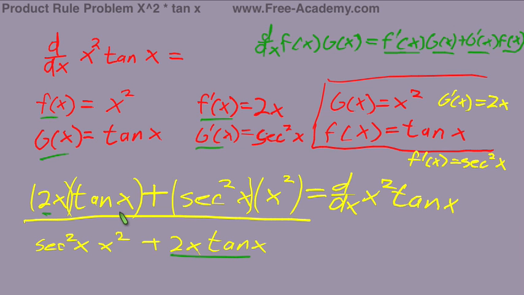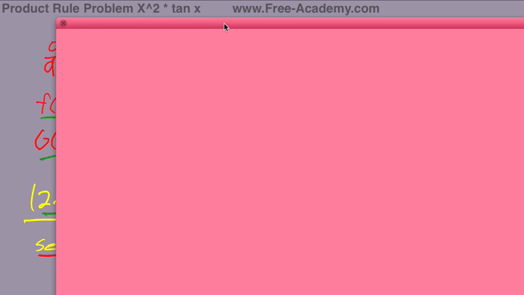Notice that this term and this term is the same. This term and this term is the same. The only difference is the order. So of course the derivatives are exactly the same. Now I'm actually going to go one step further on this. Let me grab a different color and we'll rewrite the equation. x squared tangent of x, and then f prime g plus g prime f.